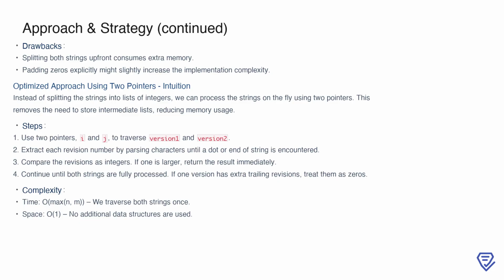With this method, we extract each revision number on the fly by parsing characters until we encounter a dot or reach the end of the string. These revisions are compared as integers, and if a difference is found, we return the result immediately. If no difference is found, we continue the process until both strings are fully traversed. Any trailing revisions in one version are implicitly treated as zeros during comparison, which aligns with the problem's requirements. This optimization significantly reduces memory usage while maintaining linear time complexity, as we only traverse each string once.